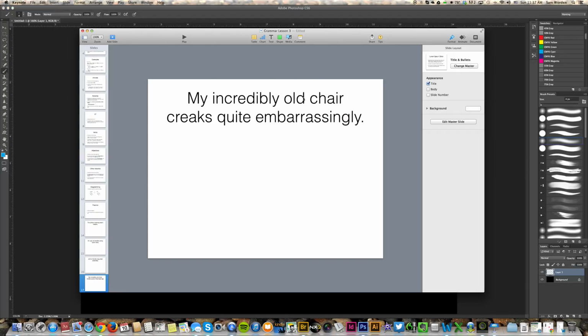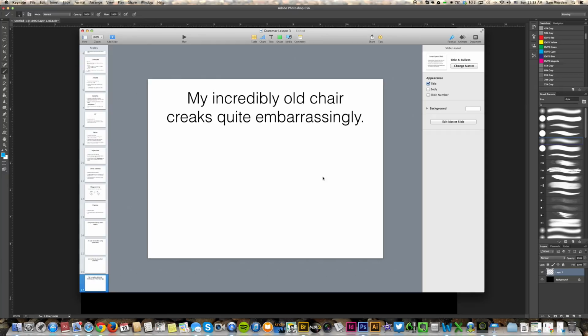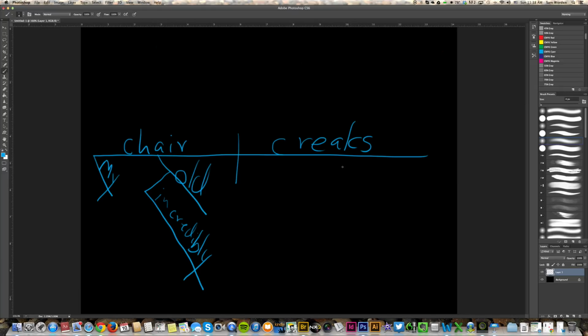And then what kind of a chair is it? It's not an incredibly chair, it's an old chair. So, old. And then incredibly tells you to what extent it's old. So, to what extent is answered there. It also has an ly, so those are two indicators as an adverb. Incredibly.